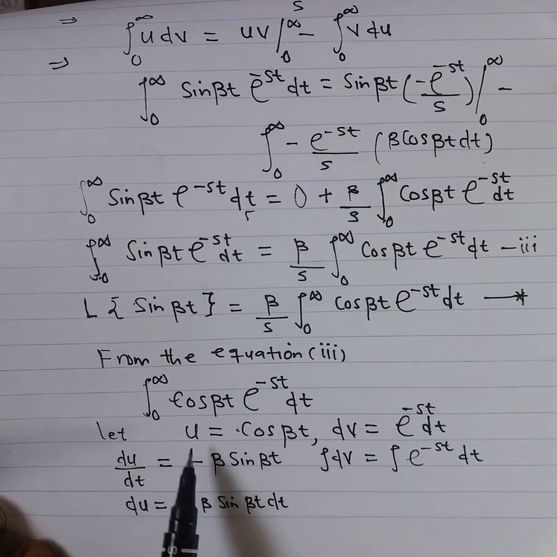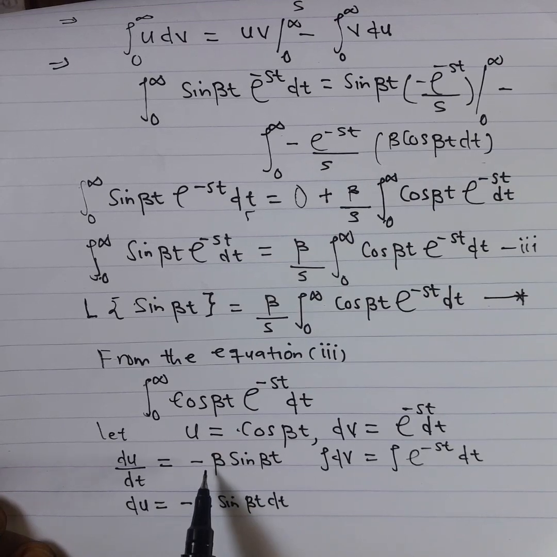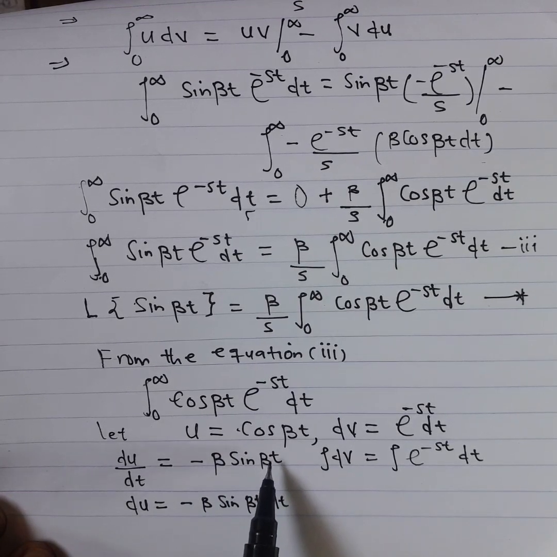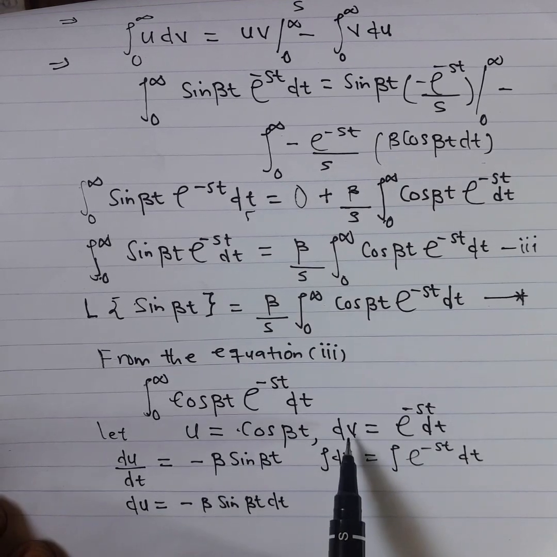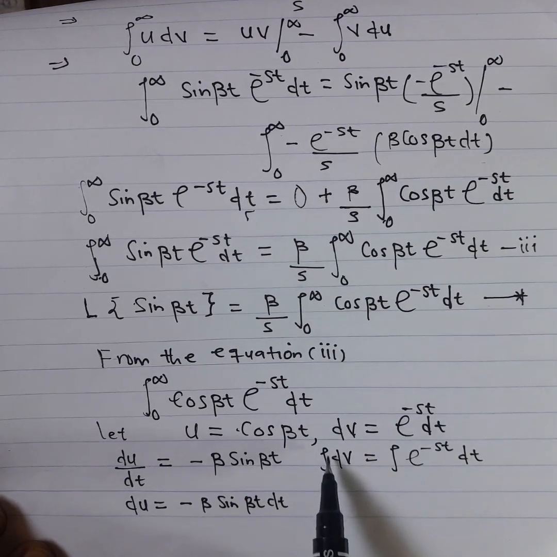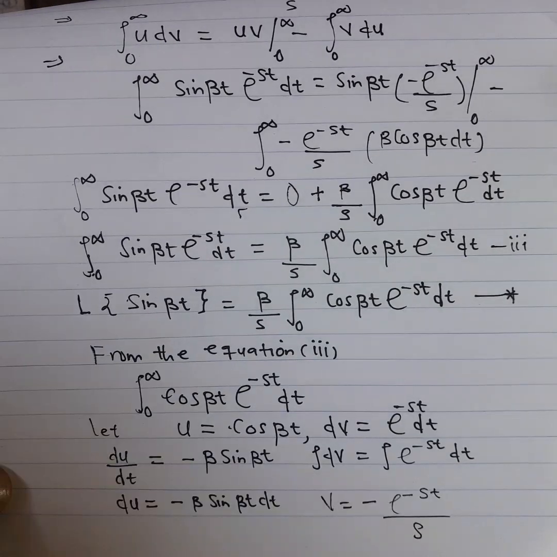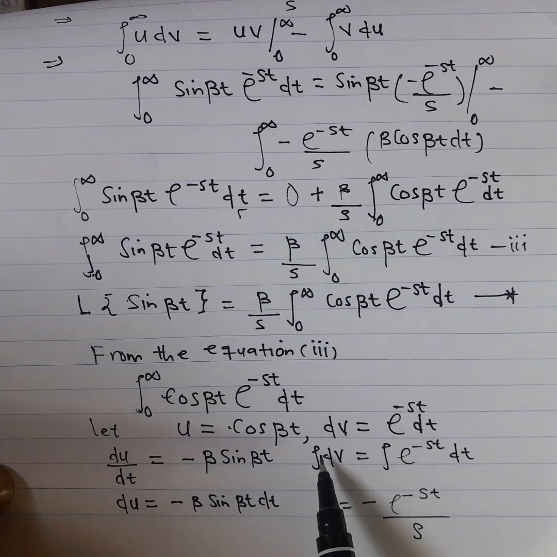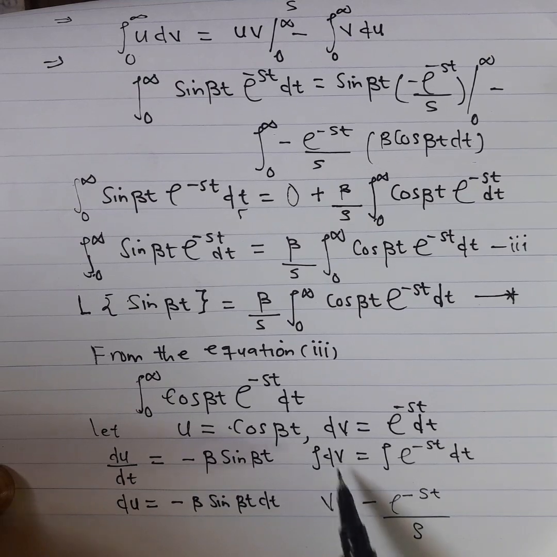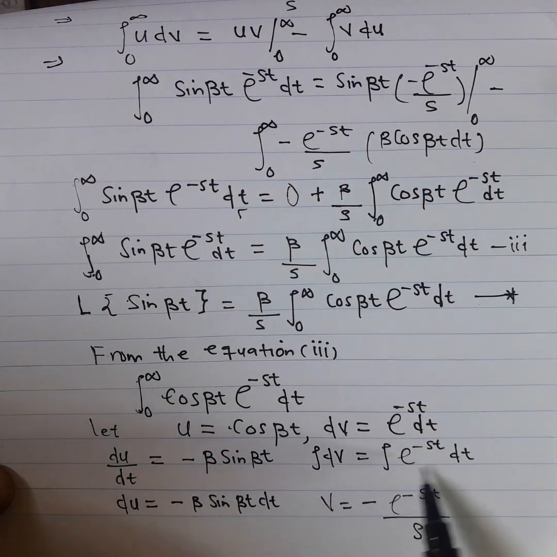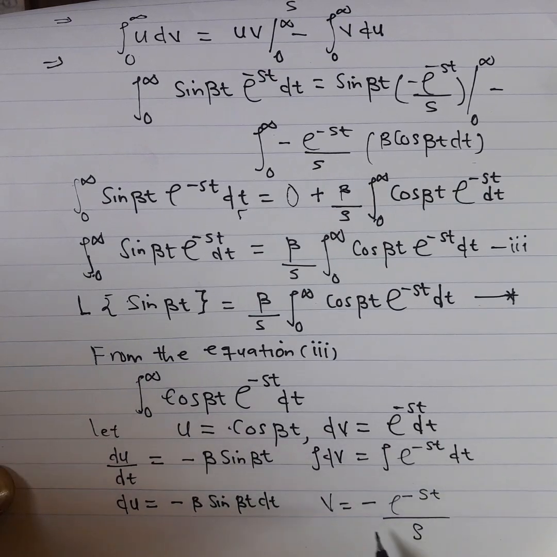Also from here, du over dt will be equal to minus beta sine beta t, when we find the first derivative of cos beta t. Now also we want to obtain phi by taking the integral of both sides. We have the integral of d phi equals the integral of this. So the integration and differentiation cancel, and we have phi equal to minus, when you take the integral of this by using integration by substitution, exponential raised to minus st all divided by s.